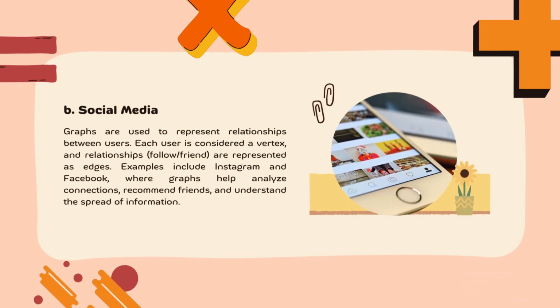B. Social media graphs are used to represent relationships between users. Each user is considered a vertex, and relationships such as follow or friend are represented as edges. Examples include Instagram and Facebook, where graphs help analyze connections, recommend friends, and understand the spread of information.